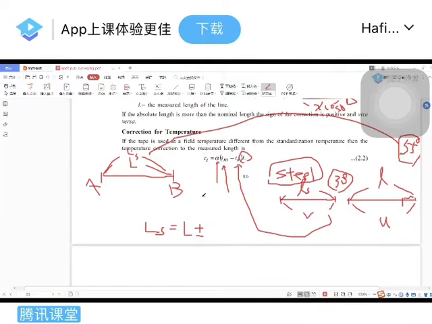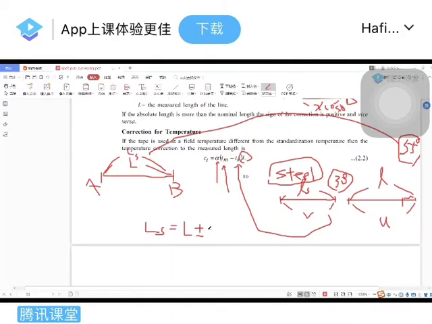Why plus or minus? It depends on the temperature. If the temperature is higher than the standard one, then your tape is elongated a little bit. If your tape is elongated a little bit, it means you are undercounting, so this is a plus. This is a bit counter to your intuition. Let me repeat again: when the temperature is higher than 30 degrees, your standard one, you use a plus. Otherwise, if it is 20 degrees, use a minus.